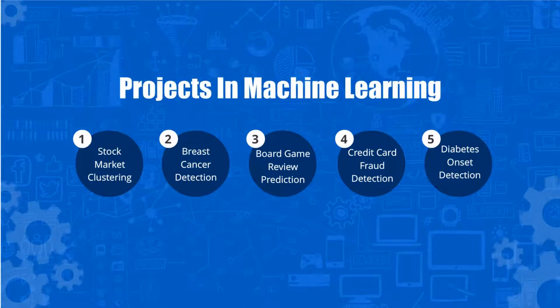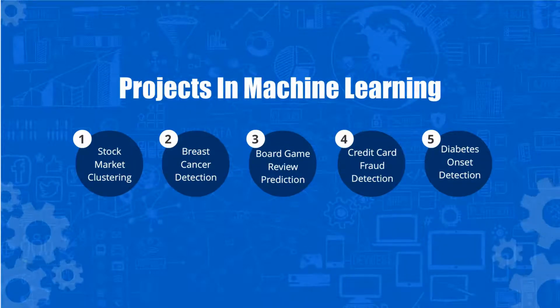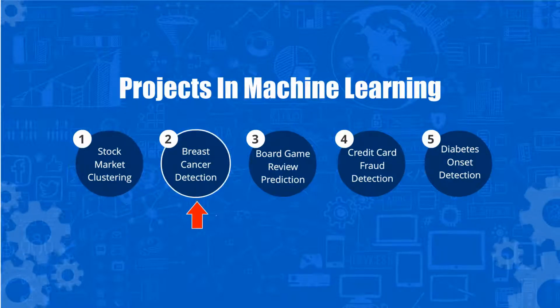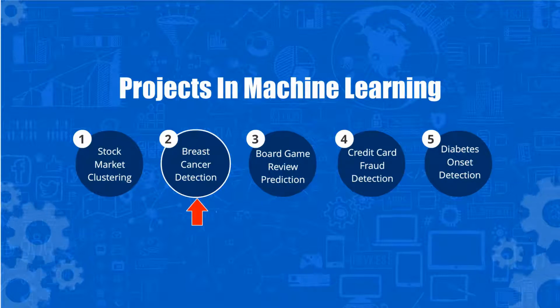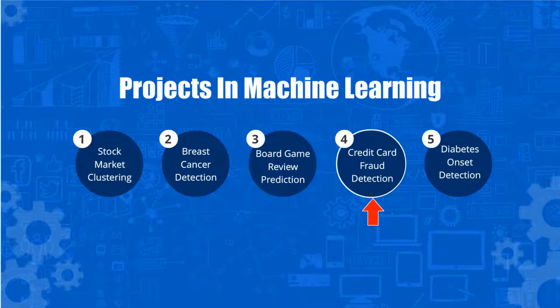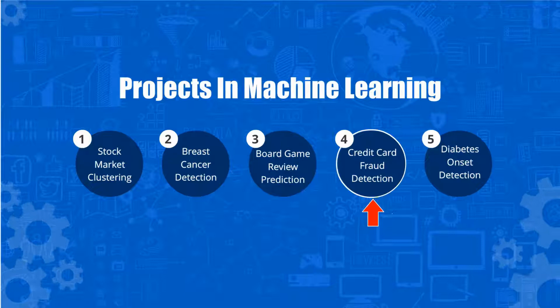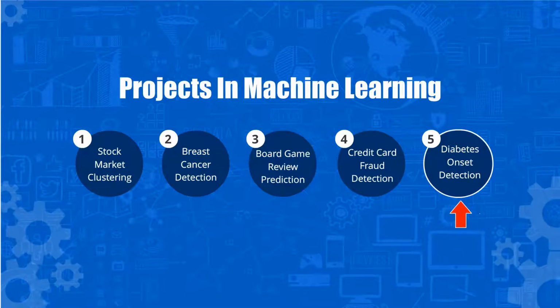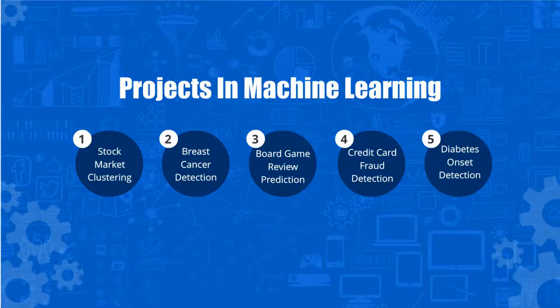So in this project series, we're going to cover many different types of machine learning. However, we're going to primarily use k-means clustering in the first project, support vector machines in the breast cancer detection, logistic regression analysis when we're handling the board game reviews. We're going to do unsupervised anomaly detection when we're looking at credit card fraud, and then we're going to utilize deep neural networks to do diabetes onset detection.